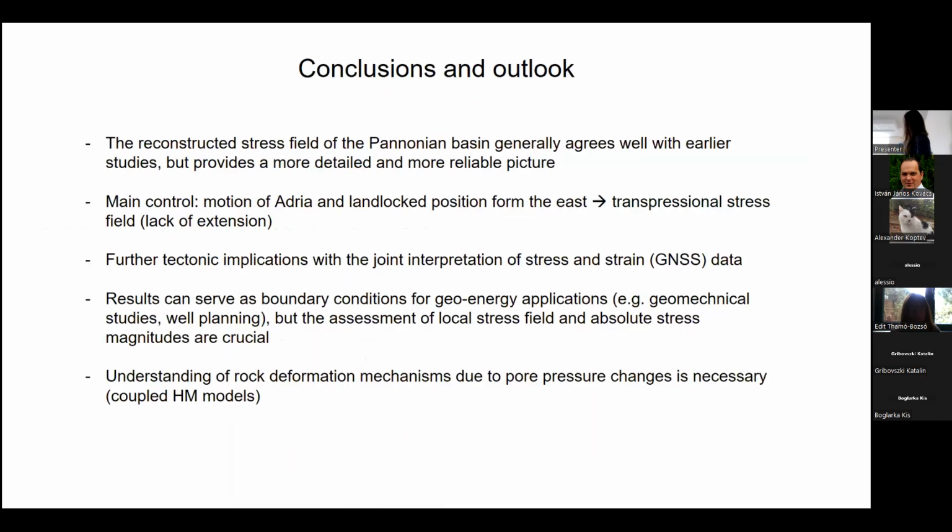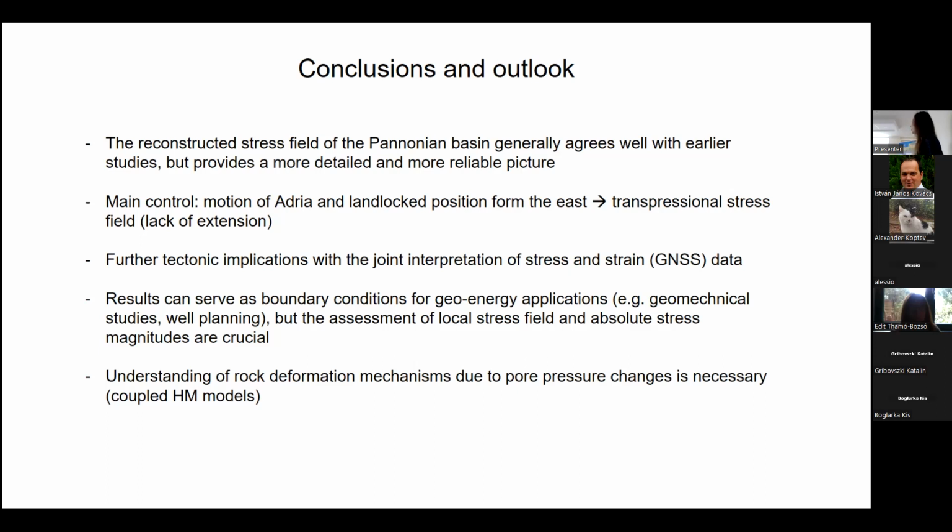So now I will conclude because I don't think I have more time left. So going back to the large-scale stress field study, we can say that we reconstructed the stress field in the Pannonian Basin, and our results basically agree very well with earlier ones, but they provide a much more detailed picture, and I find them much more reliable, so they can be used for further tectonic or geodynamic studies also.